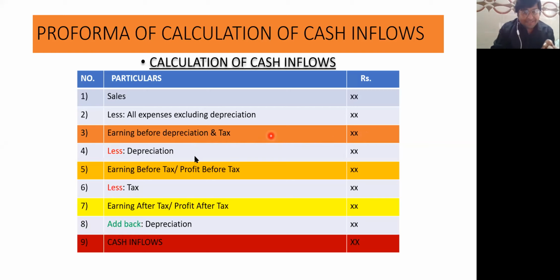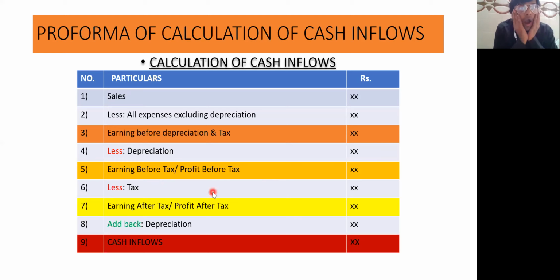After that, step by step, first you have to deduct depreciation. If you deduct depreciation, then you will get earning before tax, which can be considered as profit before tax. These are just simple things that you have to find out. So earning before tax, or profit before tax, you got it.